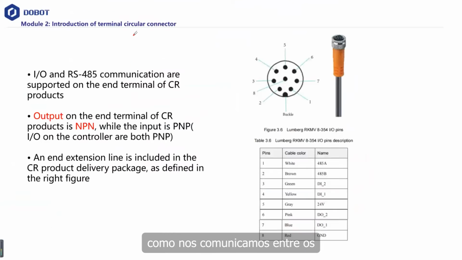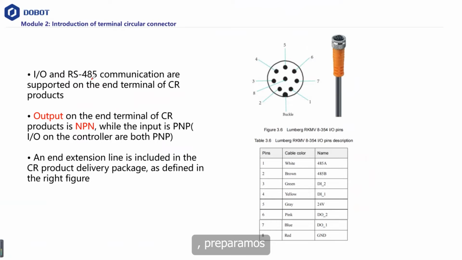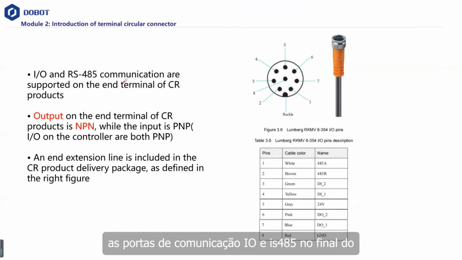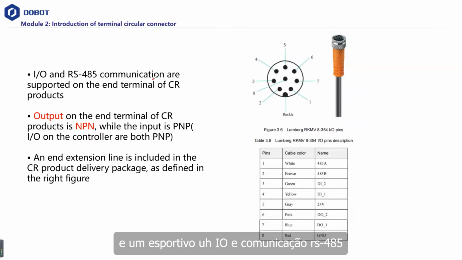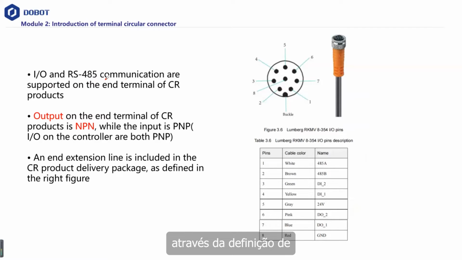And how do we communicate between the end effectors and the robot? We have prepared the I/O and RS485 communication ports on the end of the robotic arm. You can see there should be a buckle on the end of the robotic arm. I'm going to show you later, and it supports I/O and RS485 communication. The definitions of the cables you can see from the table on the right.